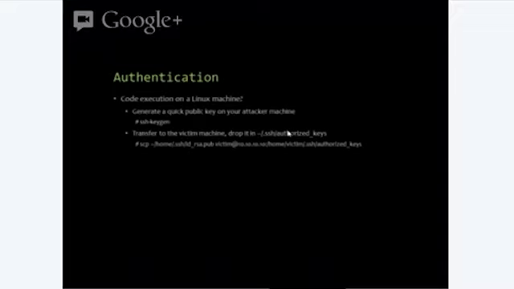So this is one of the ways you can authenticate to a machine over SSH. If you have code execution on a Linux machine that's running SSH, one of the things you can do to gain interactive access to that machine is to generate a quick public key on your attacker machine with ssh-keygen, and then transfer it to the machine and drop it in the home folder under .ssh/authorized_keys. You can do it with that little command right there.